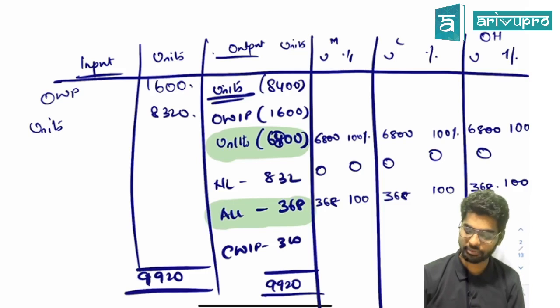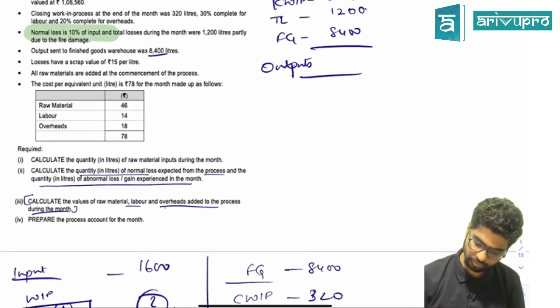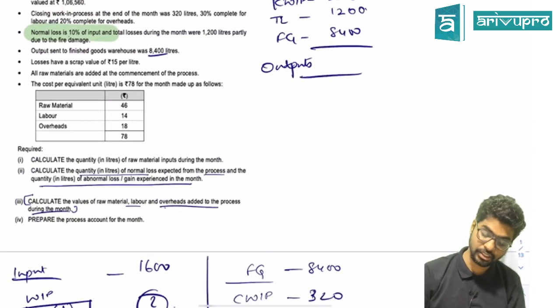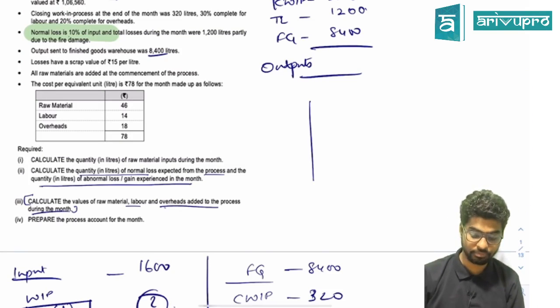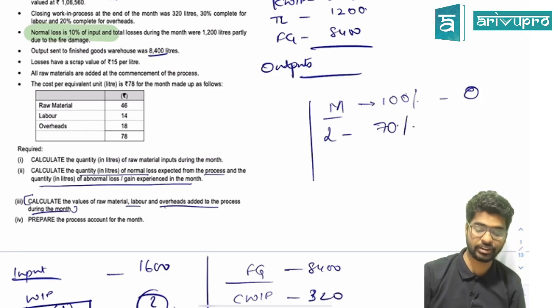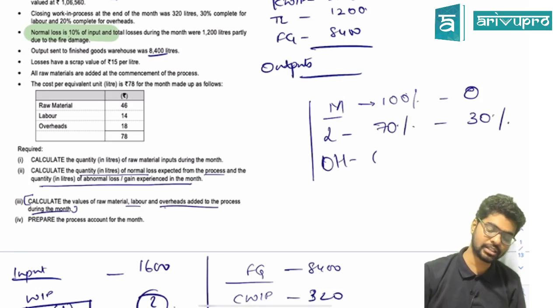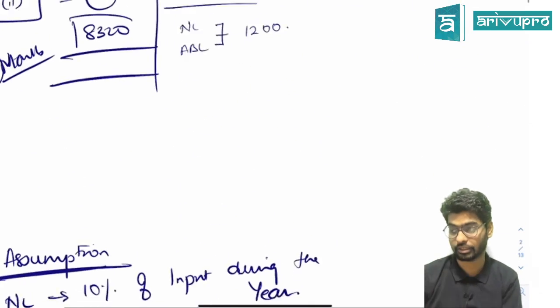Okay. Now let me come to the opening WIP and closing WIP. What are they saying regarding the opening WIP? That 70% of material and 60% of overheads. That means material last year 100% was completed, this year 0 is required. Labor last year 70 was completed, this year you will complete 30%. Overheads last year 60% was completed, this year you are going to complete 40%.